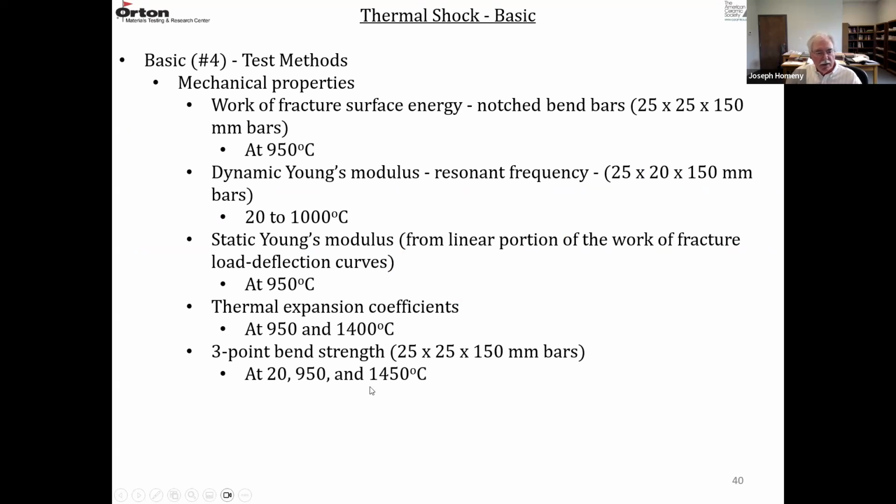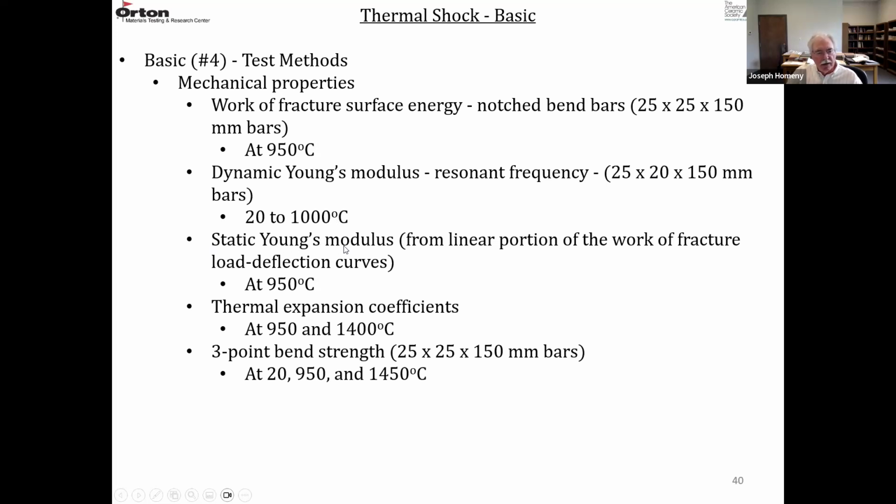So they measured mechanical properties, sort of randomly in my opinion, at a series of different temperatures. They measured the work of fracture primarily at 950 degrees C, although they had a few other temperatures also, by a notch beam bend bar on 25 by 25, 150 millimeter bars. They measured the dynamic Young's modulus by a resonance frequency technique on almost the same size bars, 25 by 20 by 150 millimeters. And that was measured from 20 to 1,000 degrees C.